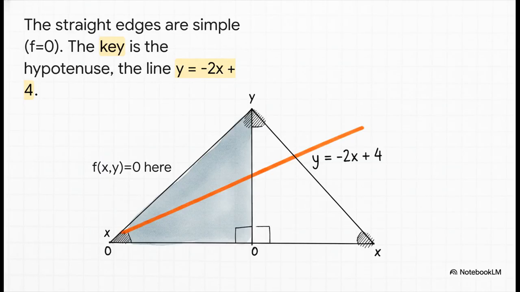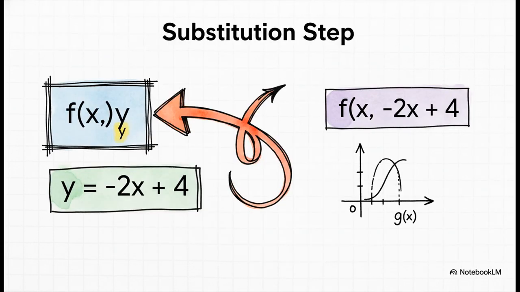Now for the boundary. The two straight edges are super easy. Along the bottom edge, y is 0, so xy is 0. Along the left edge, x is 0, so xy is also 0. That means all the interesting stuff has to be happening on that slanted hypotenuse, the line connecting (2,0) and (0,4), which has the equation y equals -2x plus 4. So how in the world do we find the maximum value on just that line segment?